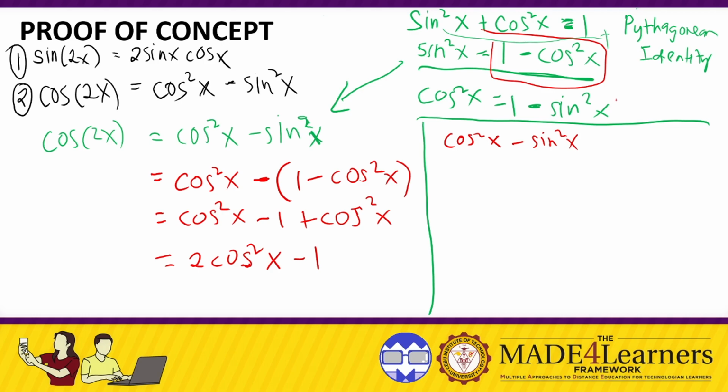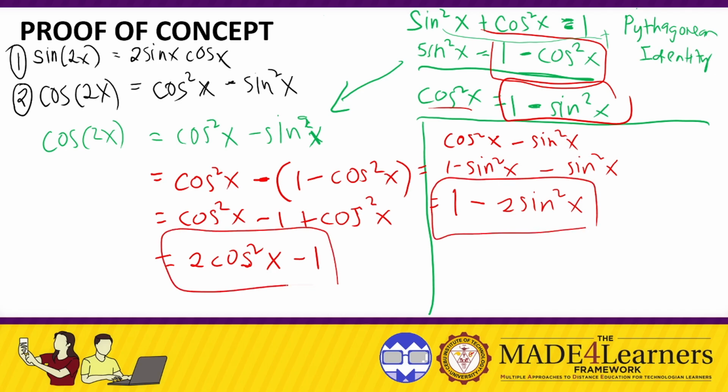So substituting this value here in our cos squared x, this will give us 1 minus sine squared x, minus sine squared x. And if we try to remove the grouping symbol, we have 1 minus sine squared x minus sine squared x, which will give us 1 minus 2 sine squared x. And this will be our third form. Okay, so this is the second form, and this is the third form, and this is the first form.